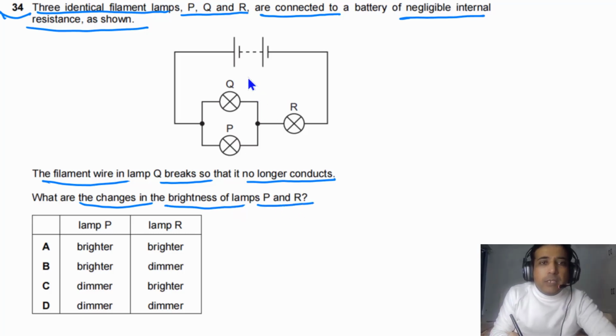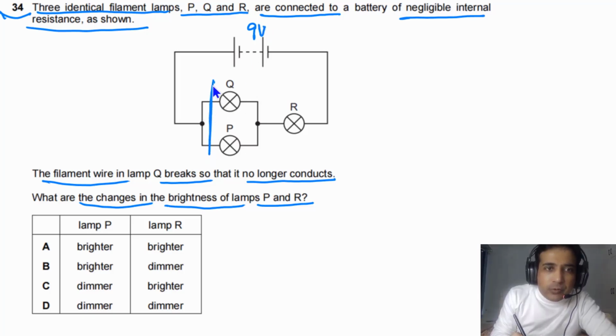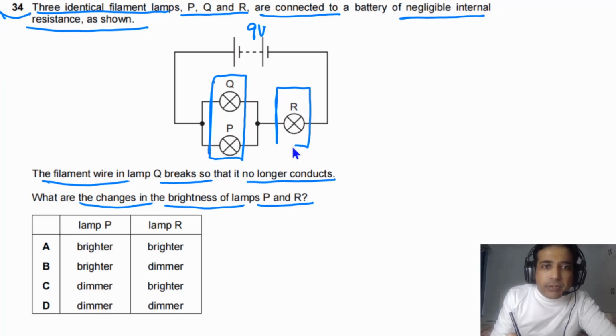So first of all, let's assume that the EMF of this power supply is 9 volts. We can do it without numbers, but the purpose of using these numbers is to make it easy for you so you can see what is happening. So if this is 9 volt, and we look at the resistance of these two resistors as they are connected in parallel, and compare it with the resistance of this single resistor, let's say the resistance of this resistor is capital R. I hope you will say the resistance of this combination will be R by 2.